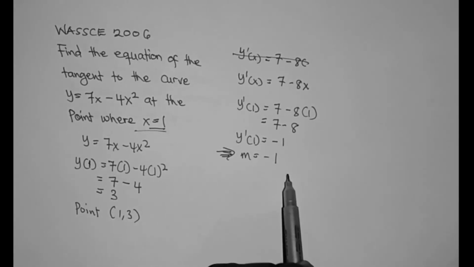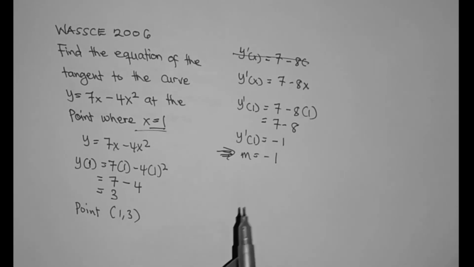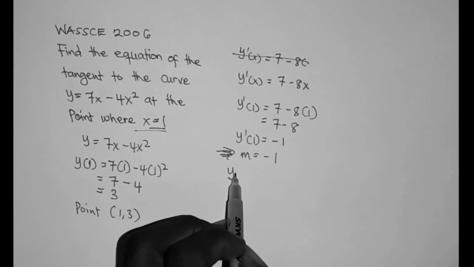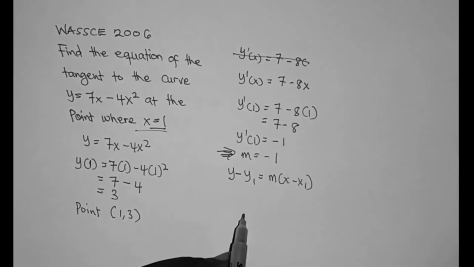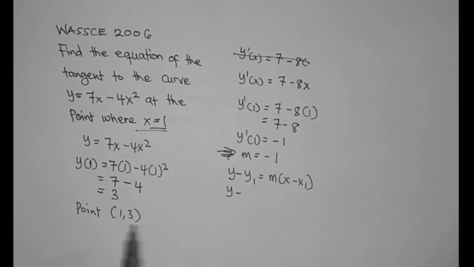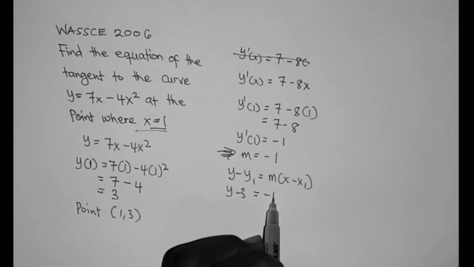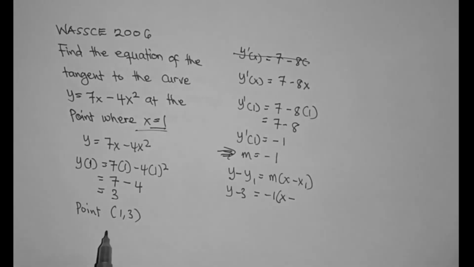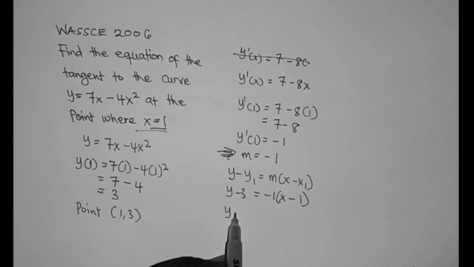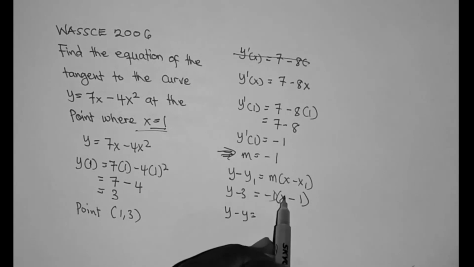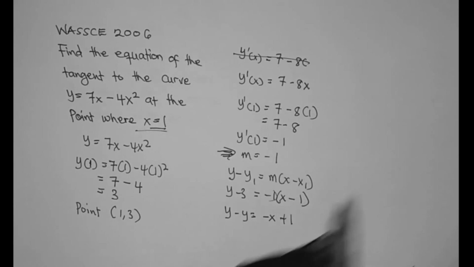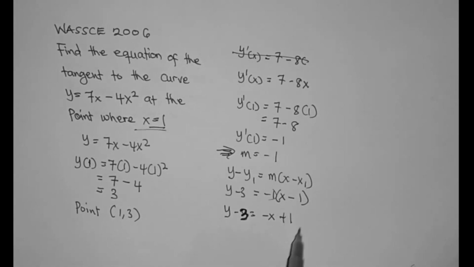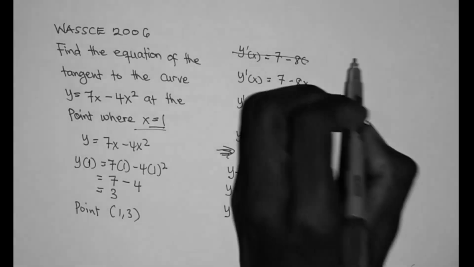So we have the point, we have the gradient, so we can find the equation of the tangent. So y minus y1 is equal to m times (x minus x1). So y minus 3 is equal to minus 1 times (x minus 1). So let's distribute. y minus 3 is equal to minus x, minus 1 times minus 1 is plus 1. Let's take all of this and send it to the left hand side.